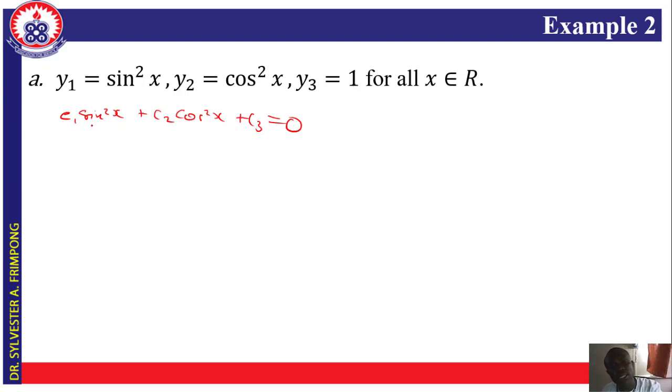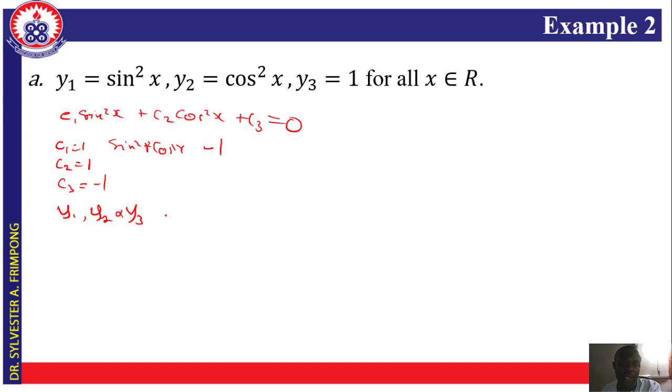Now, besides c1, c2, c3 all being 0, where everything will be 0, you can realize that if c1 is 1, c2 is also 1, and c3 is negative 1, this is going to give us 0, because you're going to get sine squared x plus cos squared x, which will give us 1, minus the 1. So apart from 0, 0, 0, at least we have managed to prove that another set of values will give us 0. And for that reason, we are saying that y1, y2, and y3 are linearly dependent.